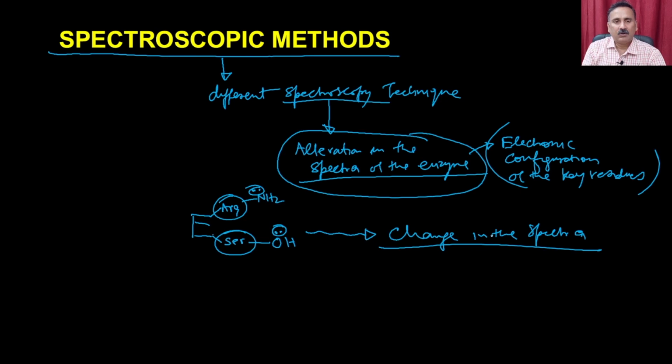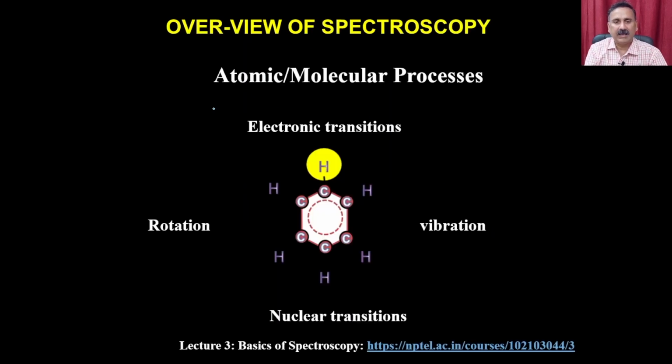And so that is going to be mapped by different types of spectroscopy techniques. Apart from the valence shell or outer shell electrons, you can also map these kinds of interactions with different types of spectroscopy techniques. When we talk about spectroscopy techniques, they can work on different types of molecular processes. For example, you can have electronic transitions, rotations, vibrations, and nuclear transitions. The electronic transitions can be mapped under UV visible spectroscopy. Rotations and vibrations can be mapped under IR spectroscopy, and the nuclear transitions can be mapped under NMR spectroscopy.